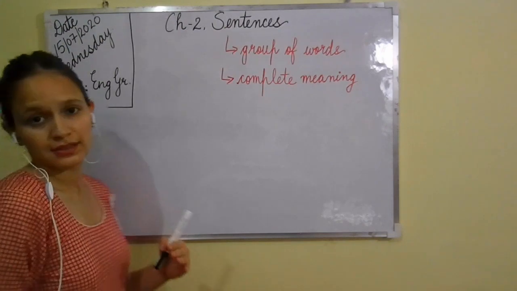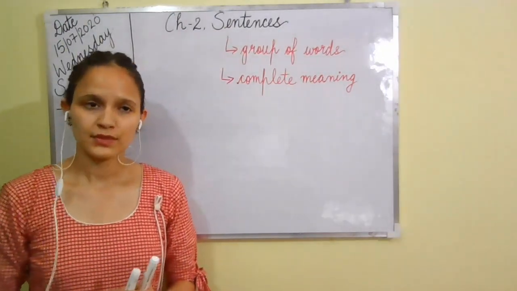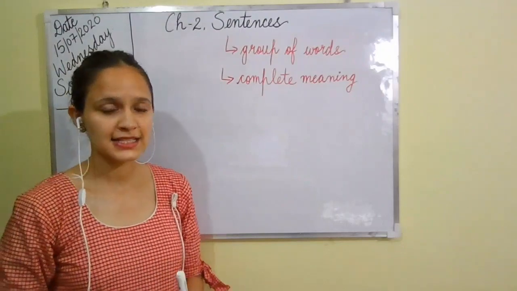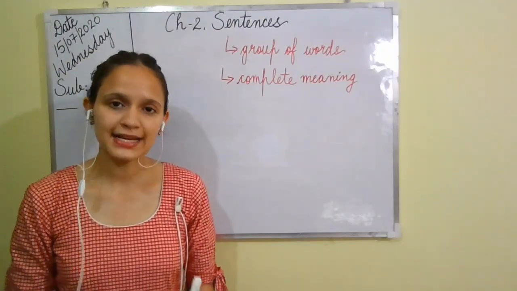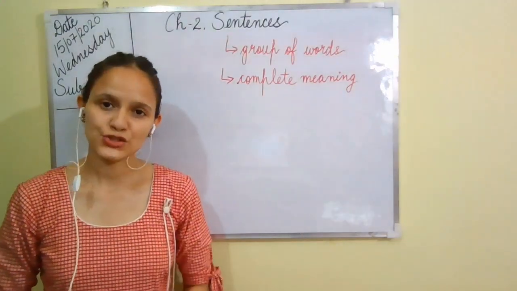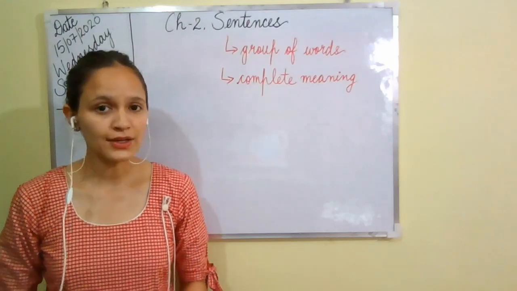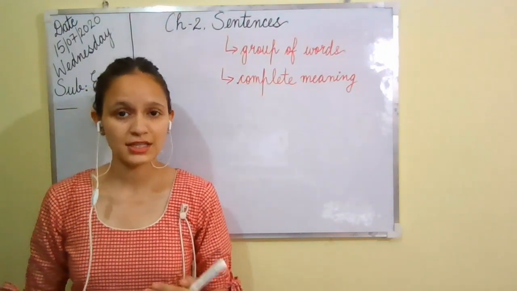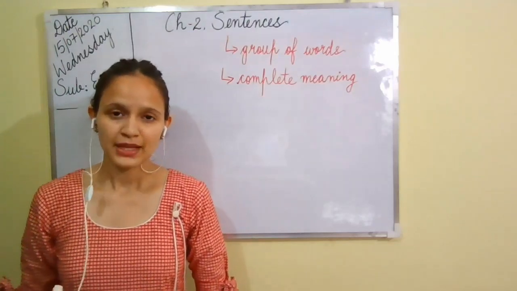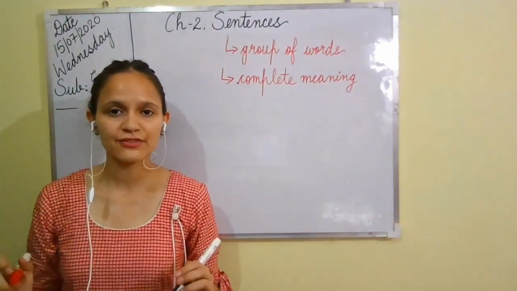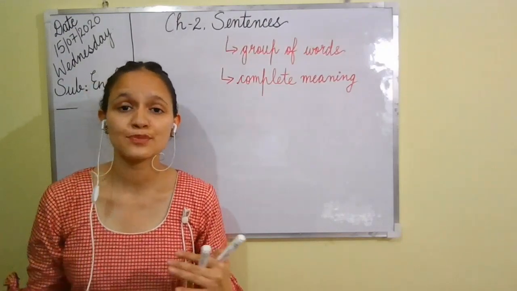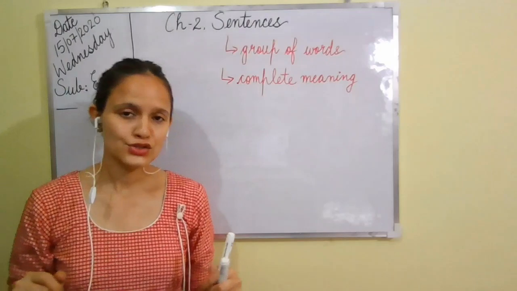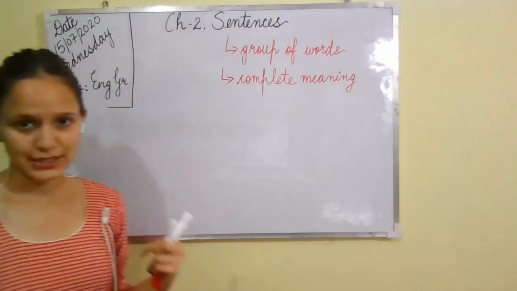Okay. Anything else you can recall regarding sentence? Sentence is a group of words. Okay. Fine. It has complete meaning. Correct. Anything else? A sentence always ends with a full stop or question mark or exclamation mark, depending upon the requirement of the sentence. If we are asking a question, we put a question mark at the end of a sentence. If the sentence is complete in itself, we put a full stop. If the sentence is expressing happiness, sadness, surprise, it ends with an exclamation mark. So, depending upon the sentence, it varies.